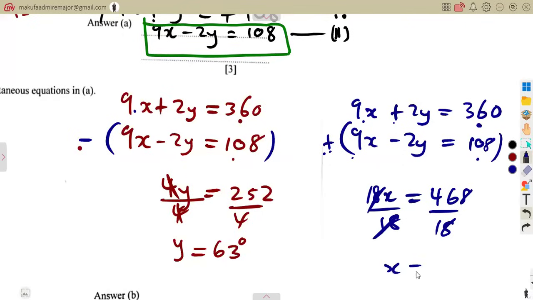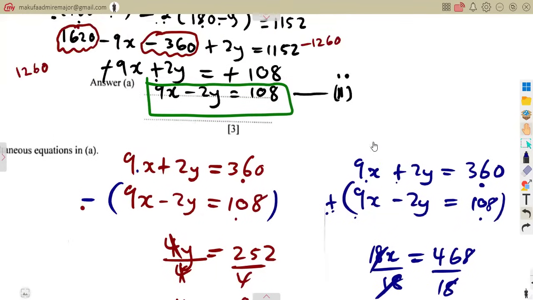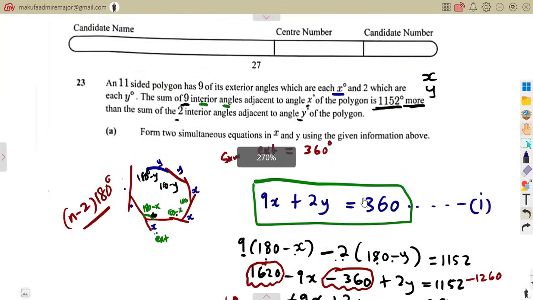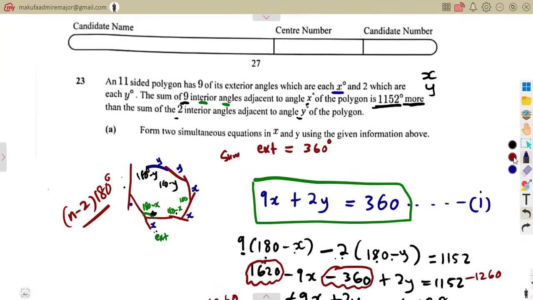So the elimination method is best when you want to prove that this is correct, because you work out x from an unknown condition, and y from an unknown condition. You substitute to prove one of these conditions. Remember, they told us that the sum of this must be 360. So you can just substitute: when x is 26, y, remember, is 63. If you multiply this and add, you're going to obtain 360. That is to show you that this is the right path.